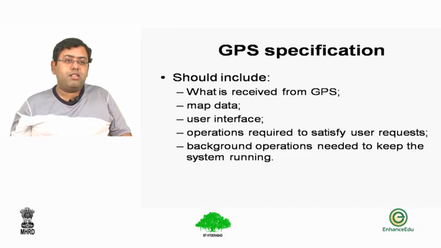So let us consider a type system, which is a global positioning system, to see how it is basically designed at an architectural level. So in the GPS system, map data is obtained as input through a user interface, and then operations are required to satisfy the user request, and then there are background operations that are needed to keep the system running, and then it should provide the information to the end user after providing an appropriate level of rendering.